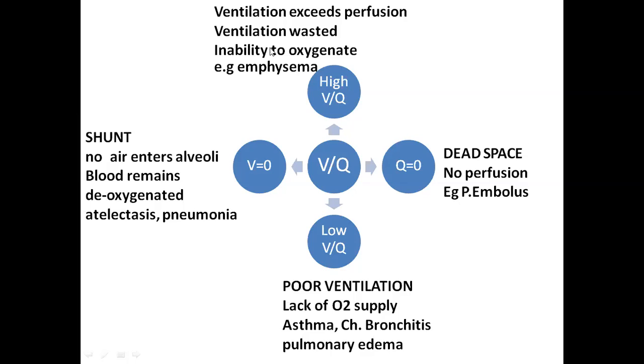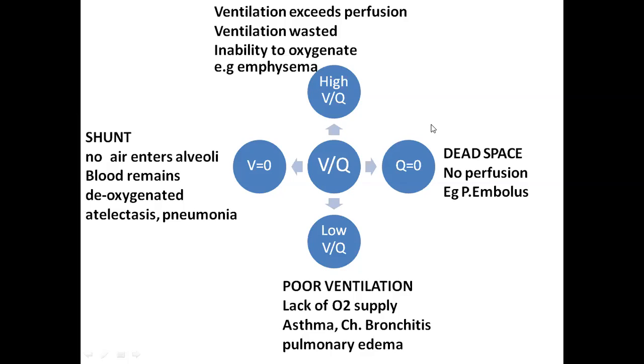This condition can normally be seen in emphysema. Emphysema is a condition where ventilation is good, but oxygenation of blood is not good. So when perfusion is below the normal levels, high V by Q value results, and this condition is called emphysema.